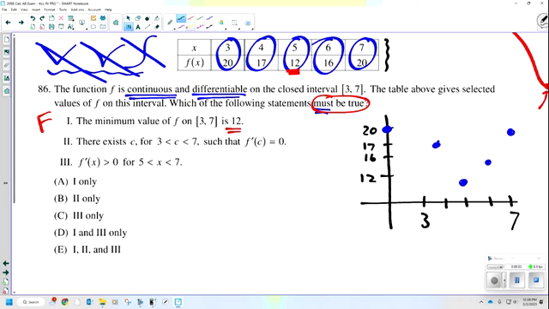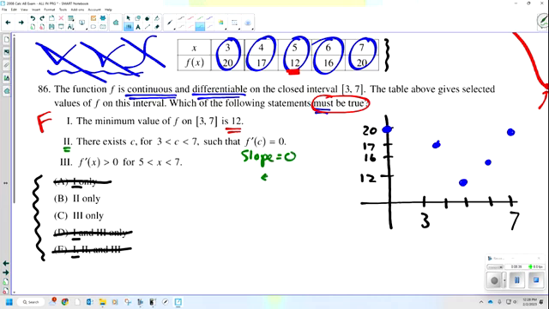Let's take a look at our choices A through E. I know 1 cannot be in the answer, so A is out. D is out, and E is out. So it's either going to only be 2 or only be 3. Let's look at number 2 now. There exists some value C in between 3 and 7 such that the derivative or the slope is 0.